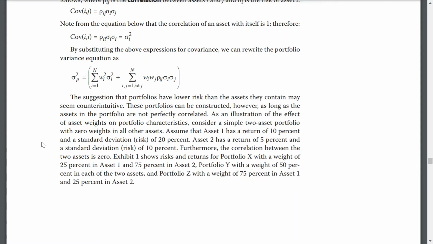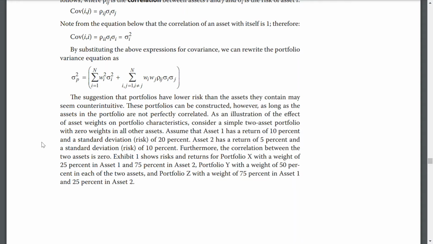The suggestion that a portfolio has lower risk than the assets it contains may seem counterintuitive. These portfolios can be constructed, however, as long as the assets are not perfectly correlated. As an illustration of the effect of asset weights on portfolio characteristics, consider a simple 2-asset portfolio with 0 weights in all other assets. Assume that asset 1 has a return of 10% and a standard deviation, or risk, of 20%. Asset 2 has a return of 5% and a standard deviation of 10%. Furthermore, the correlation between the two assets is 0.